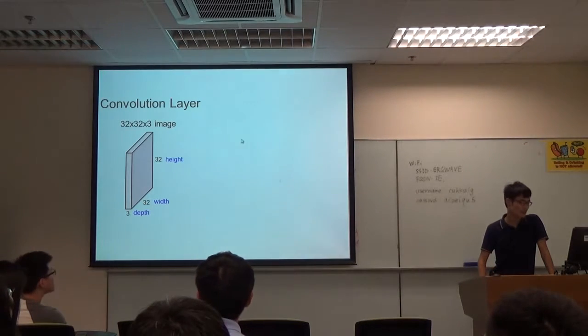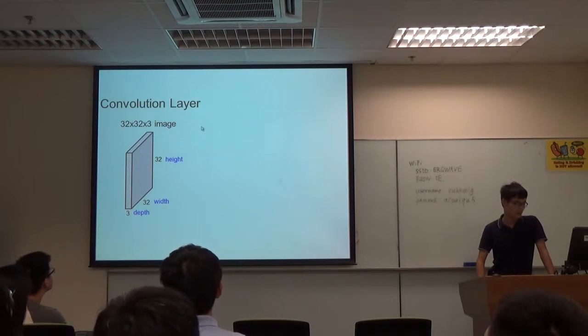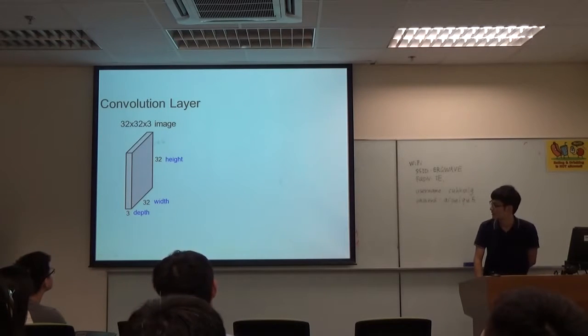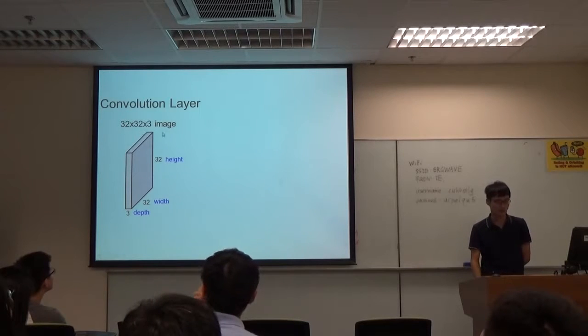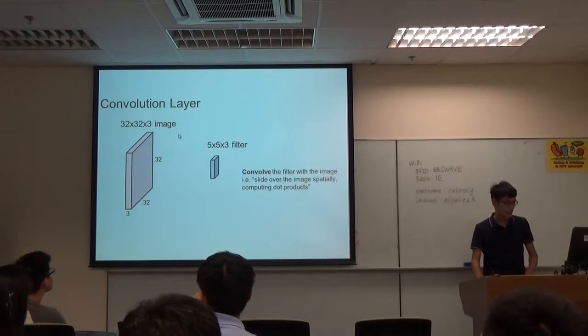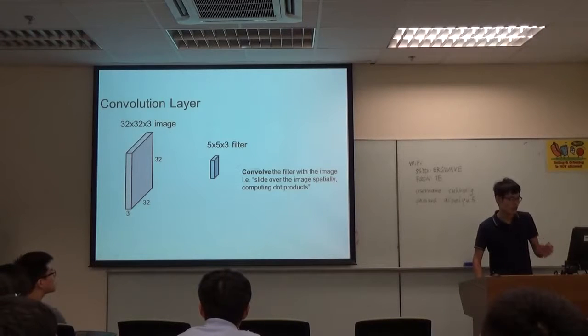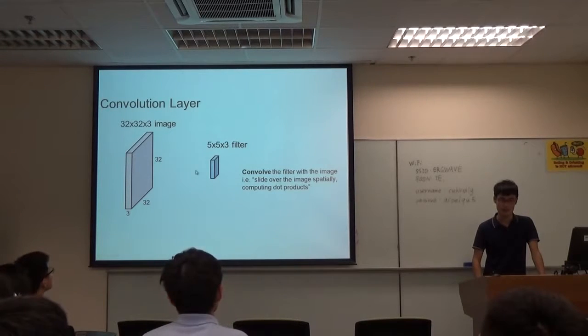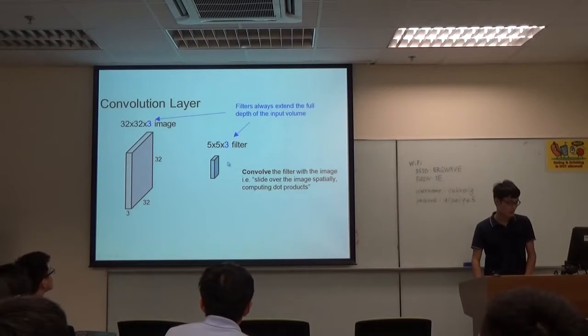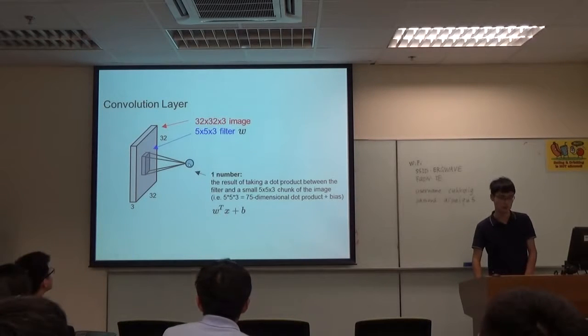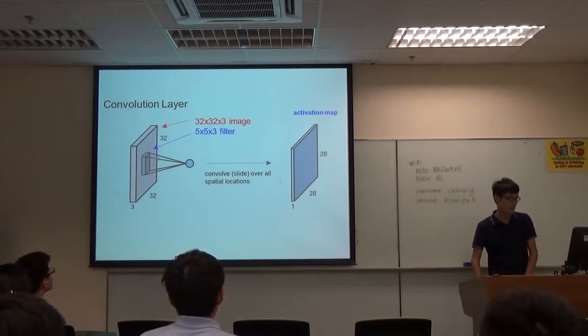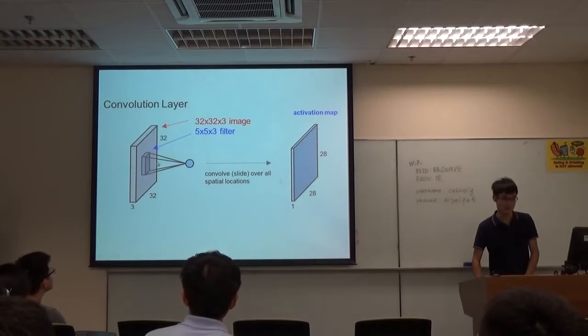So first, let's see a convolutional layer. We have an input image. This image's size is 32 by 32 by 3. And we also have a filter. Its size is 5 by 5 by 3. So we convolve this filter with this image. Then we can get one output. If we slide this filter around all of this image, we can get a map. We call this an activation map.